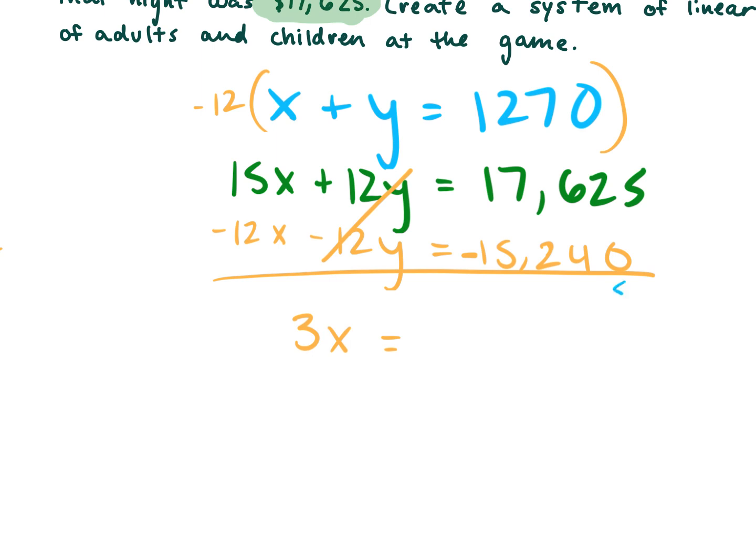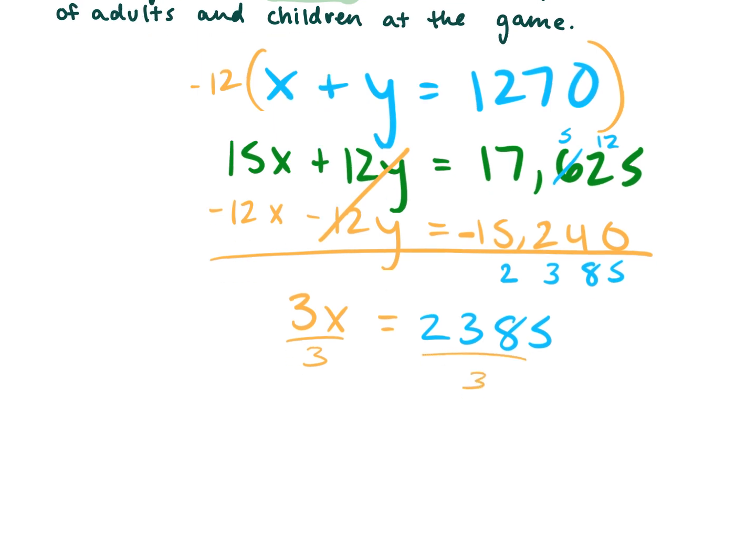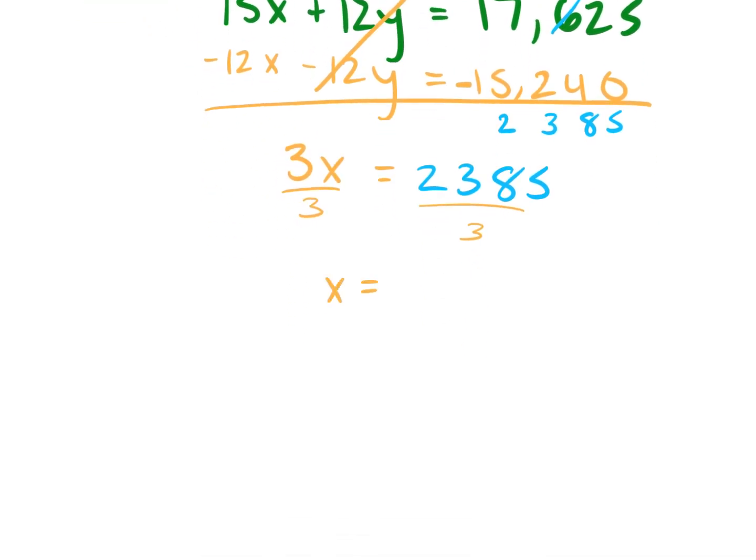5 minus 0 would be 5. Can't subtract 2 by 4, so we're going to borrow 1 here. 12 minus 4 would be 8. 5 minus 2 is 3. 7 minus 5 is 2. 1 minus 1 is 0. So this would be 2,385. And then we divide it by 3. I was just trusting you guys. So x is equal to 795.